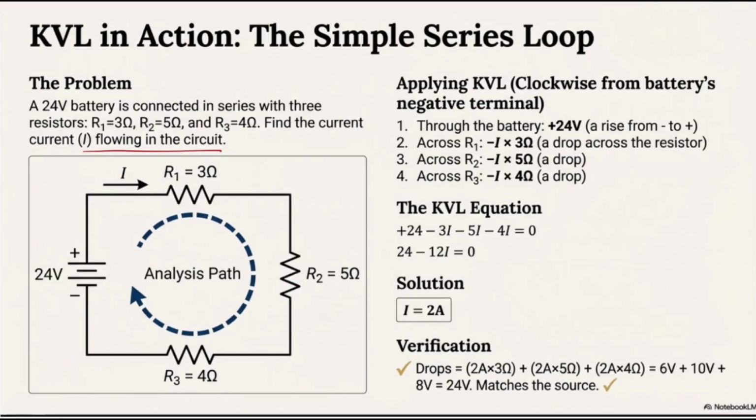The very first thing is that you can obviously find I based on the simple fact that it's going to be V divided by R total. It's going to be 24 divided by 3 plus 5, 8, plus 4, 12, and it's going to be 2 amps. This is one way. But we are going to use the KVL itself, and we are going to use those steps in order to see how we can do that.